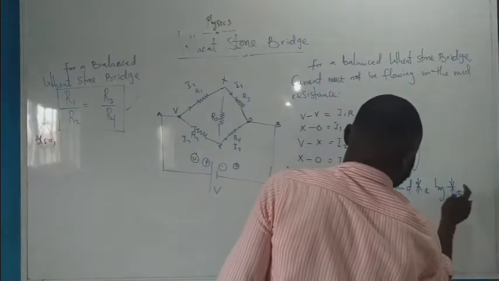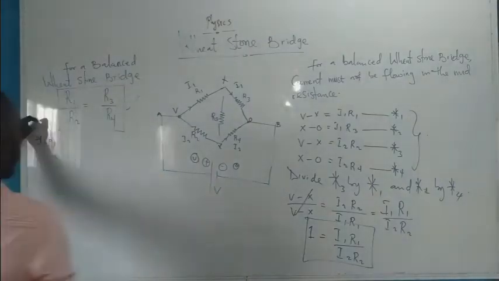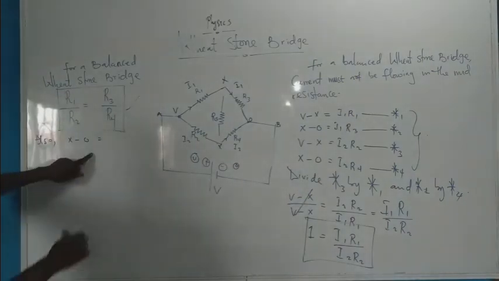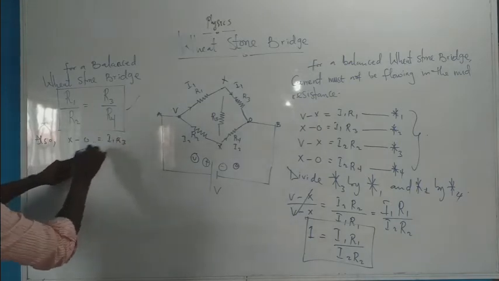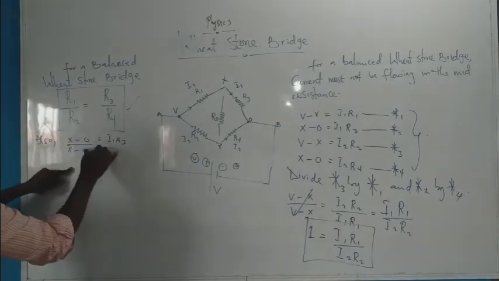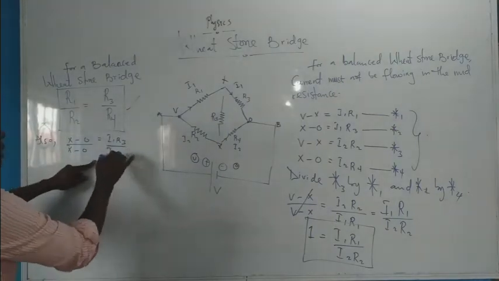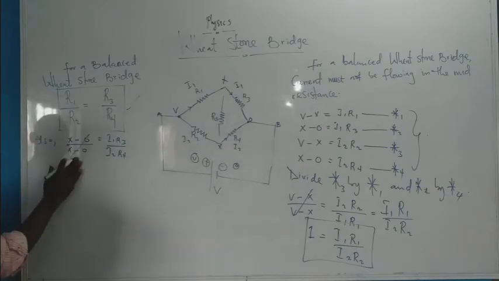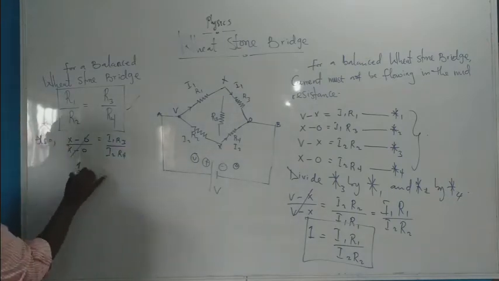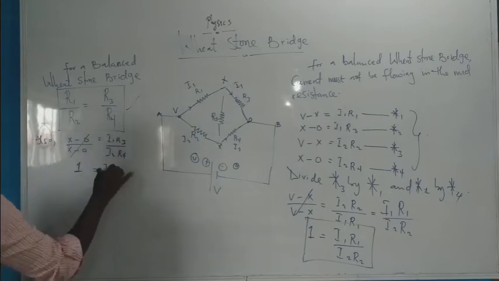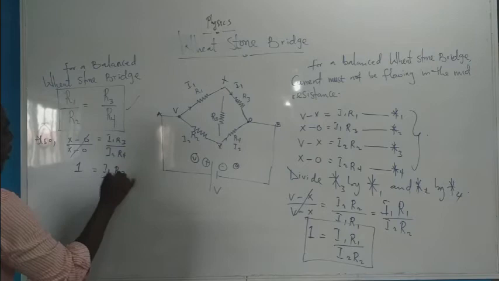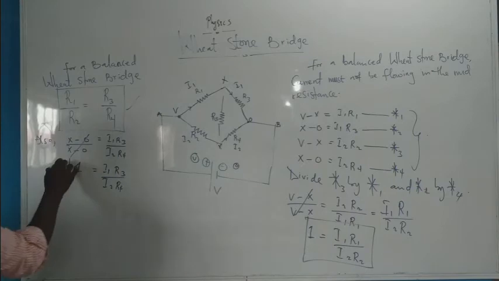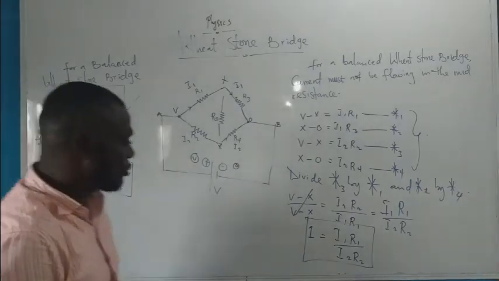Yes, 2 by 4. Which is equal to X minus 0 equals I1 R3 upon X minus 0 divided by I2 R4. This and this will go. It becomes 1 equals I1 R3 upon I2 R4. Circle this. 1 equals to this, 1 equals to this.